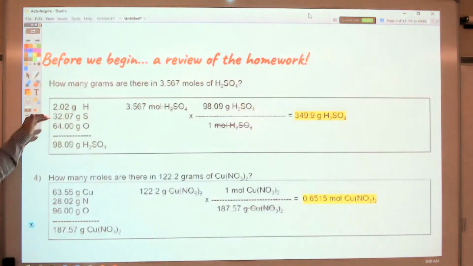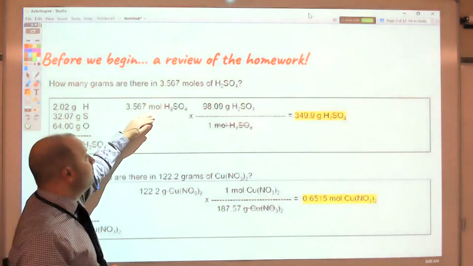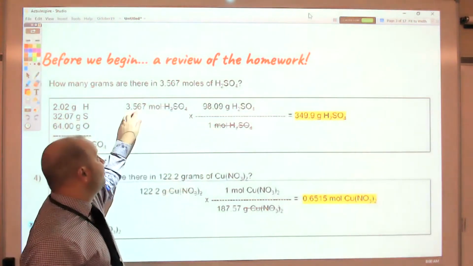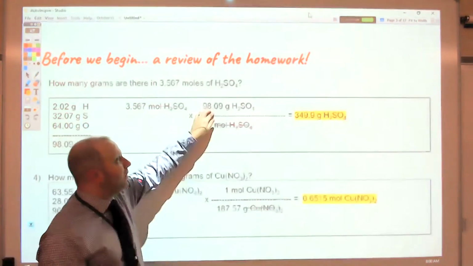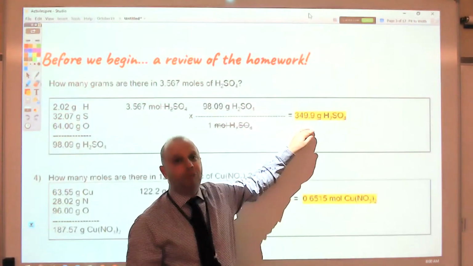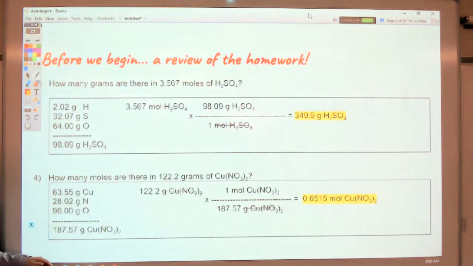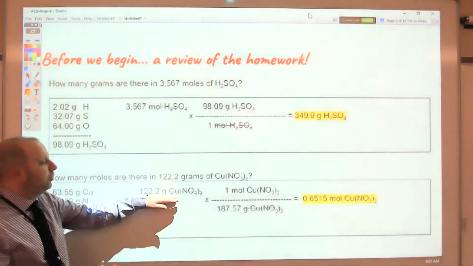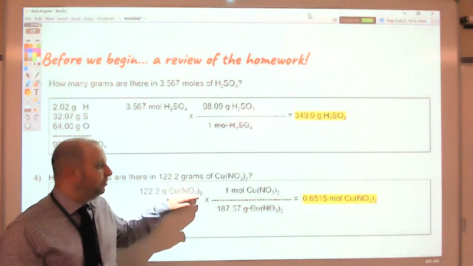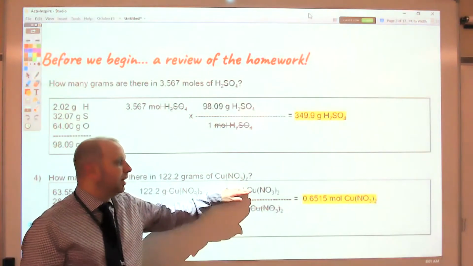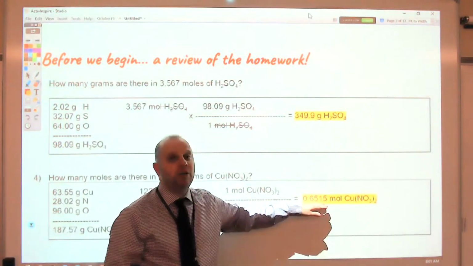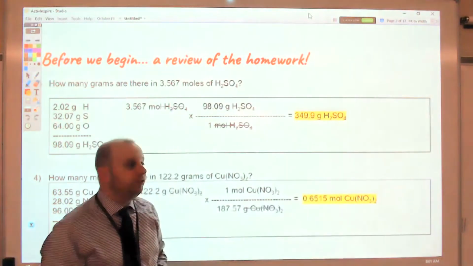In our third question, again, we had to add up to get the molar mass of H2SO4. This time we're starting with moles, so moles go on the bottom. We're going to take 3.567, multiply it by the molar mass, and we get this answer, 349.9 grams of sulfuric acid, or H2SO4. In our fourth problem, we have Cu(NO3)2, or copper-2 nitrate. Again, we're going to get the mass of copper-2 nitrate. Then since we're starting with grams and we want the unit of grams to cancel out, we're going to put grams on the bottom and moles on top. Notice that our final answer has 4 significant figures.